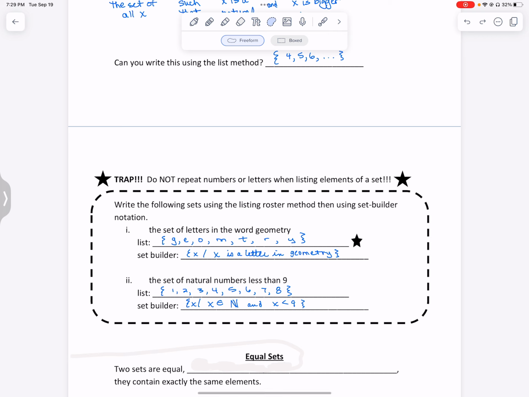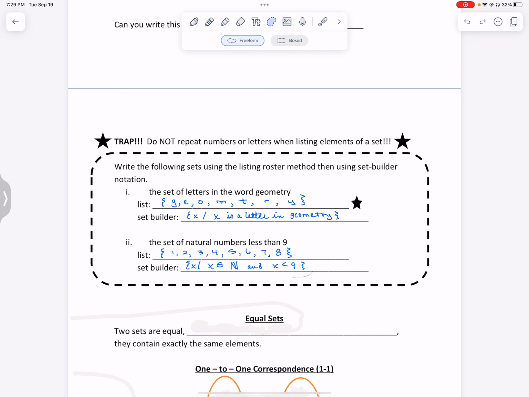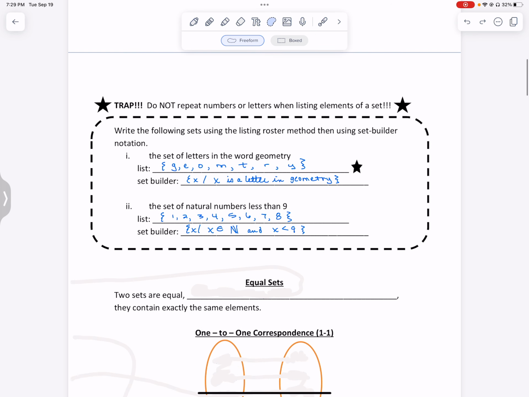Some people would say x is a natural number less than 9, but this would give you geeky brownie points by writing it with no word except the word and in there. And you don't even have to put the word and. If you really want to be geeky, you can just put a comma in there. That means the same thing.